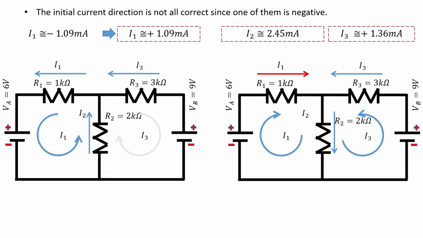The initial current direction is not all correct since one of them is negative. Here, it would be the first current which is a negative value, and to correct this is to simply reorient this as shown in the figure. We then change the sign to positive from negative.